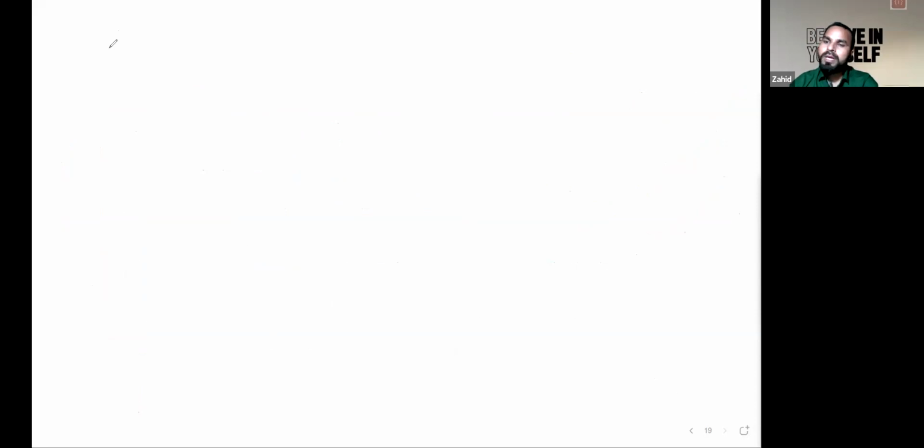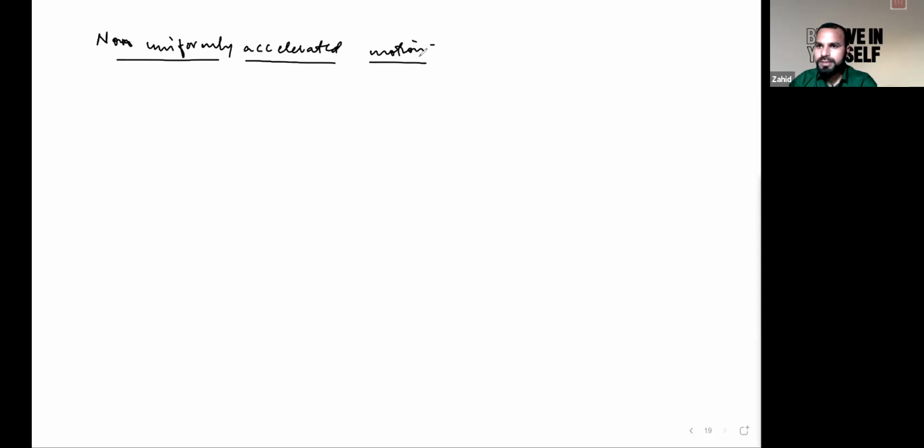So this is all about motion under gravity or free fall. Now the next topic is non-uniformly accelerated motion. Non-uniformly means acceleration, velocity, displacement, these all terms would have some variable dependency or time dependency function.